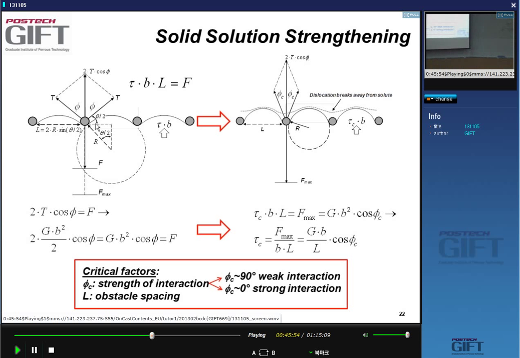The force actually becomes larger. So let me draw here a vector diagram. It's better. So this is for... So I have T here. The force of the obstacle has to balance this.